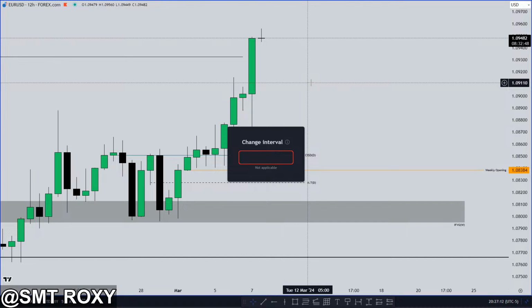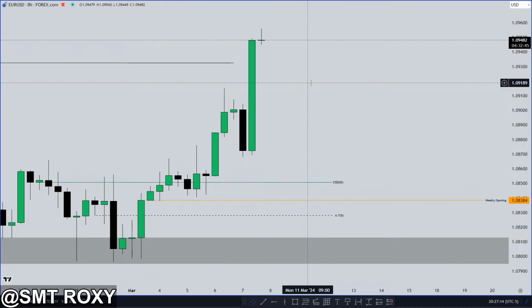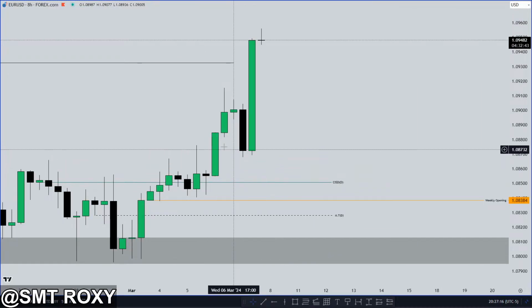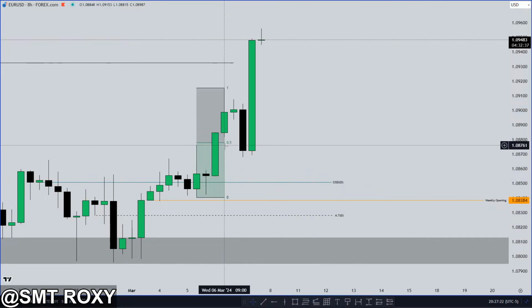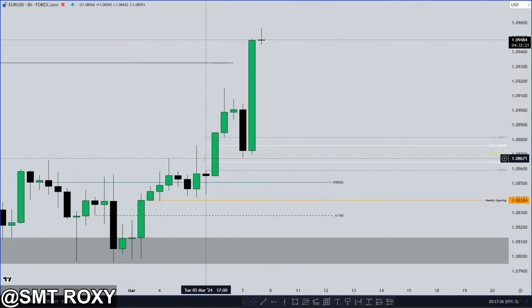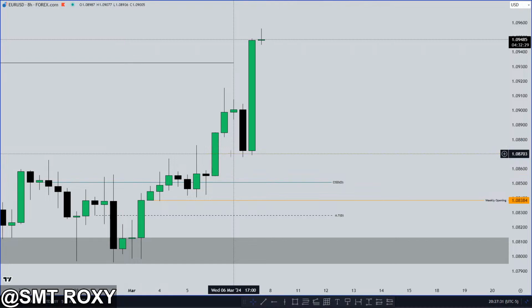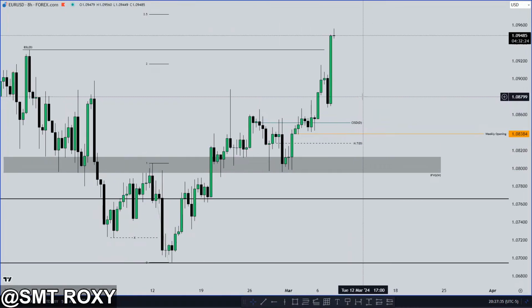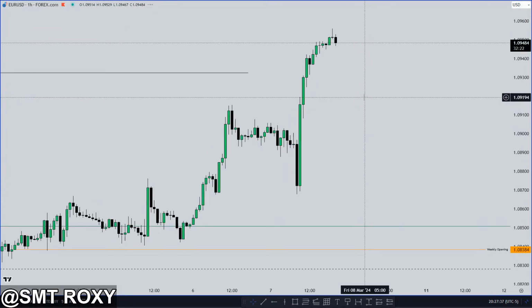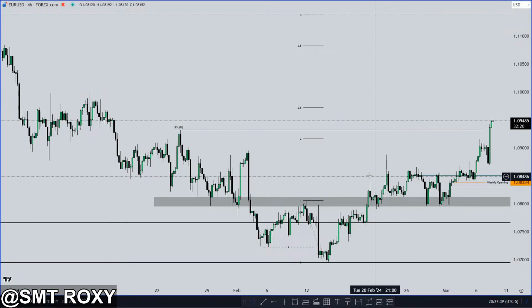So here I would probably prefer the 8 hour, especially since it's a lot more clear, like a big one, and it's inside of the discount of the range there. It's a lot more precise. And then eventually I would use the consequent encroachment and see if we're respecting it or not. I think that's a very important aspect that you have to use whenever you're looking for which fair value you have to use. I feel like a lot of people don't use that, but hopefully I do.